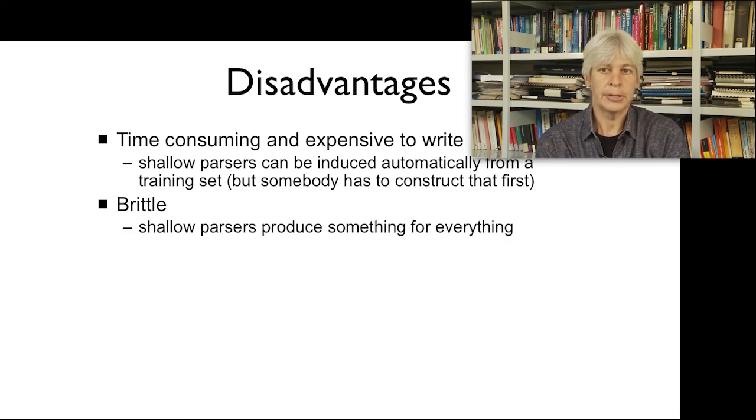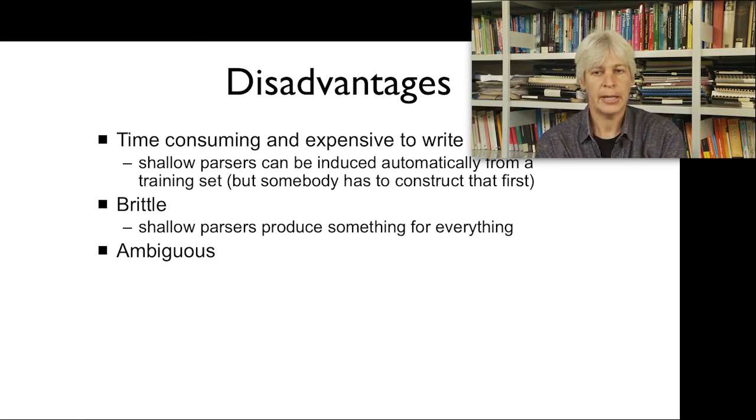Deep grammars are brittle. They have tended to break down when you give them ungrammatical input, though as you can see one can deal with that nowadays. Shallow parsers tend to produce something for everything, so they tend to give you some junk. If they don't know what to do with a sentence, they'll give you some junk, so you have something. Whereas deep grammars tend to be a bit more finicky.